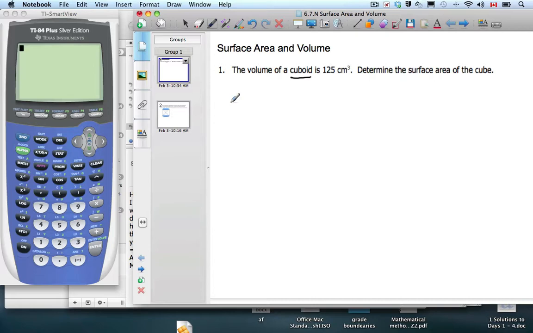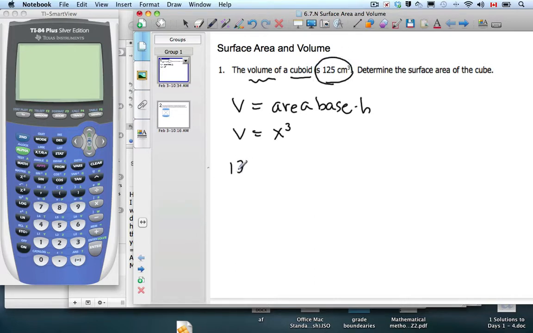A cuboid is just what we call a cube. So all the sides are the same. We can start off by, since it's telling us the volume, writing the equation for the volume of a cube. It's area of base times height. Well, we know that the area of the base is side times side, and the height is also the same as that side. So, can I just call it x this time? Sure. x times x times x, which is x cubed. And if we know that the volume is 125 centimeters cubed, substitute that in.